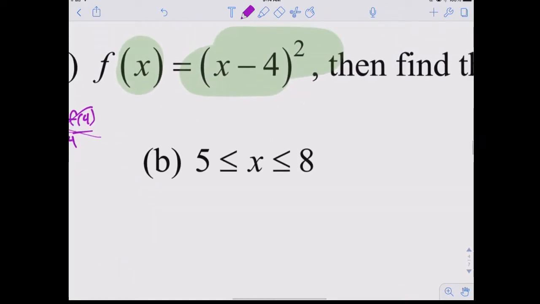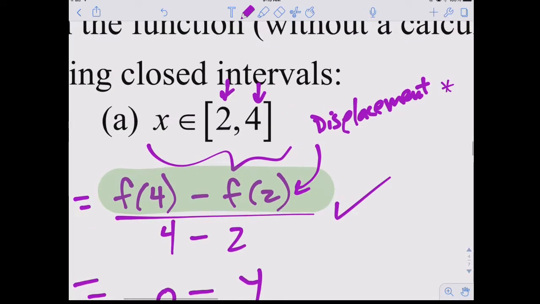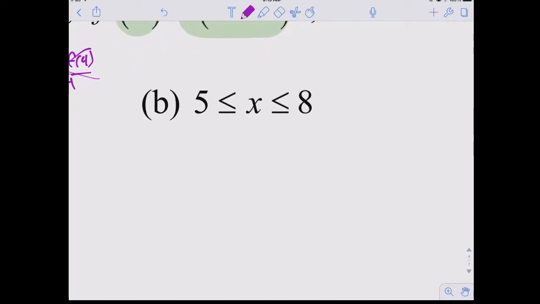Okay, let's look at B. Is this another closed interval? Yes, but notice it's given differently. This is interval notation. This is inequality notation, but it's really the same thing, right? This is from 5 to 8. So the average rate of change then is, let's do the setup first, and then we'll go look at the graph. What's the setup?